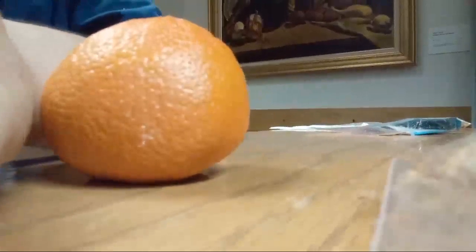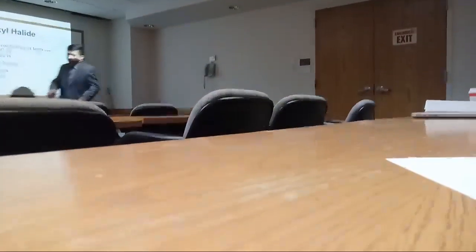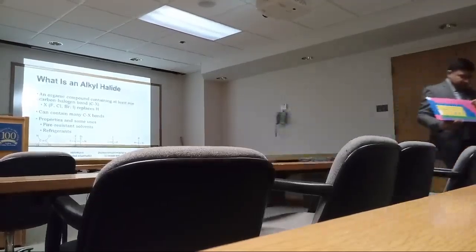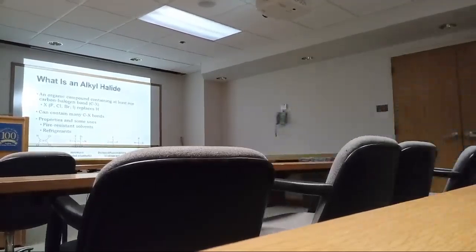An organic compound containing at least... So what are halides again? As you see in this table, the group 7 elements, fluorine, chlorine, bromine, iodine, astatine, these are all halides. All of them are collectively symbolized by the letter X.